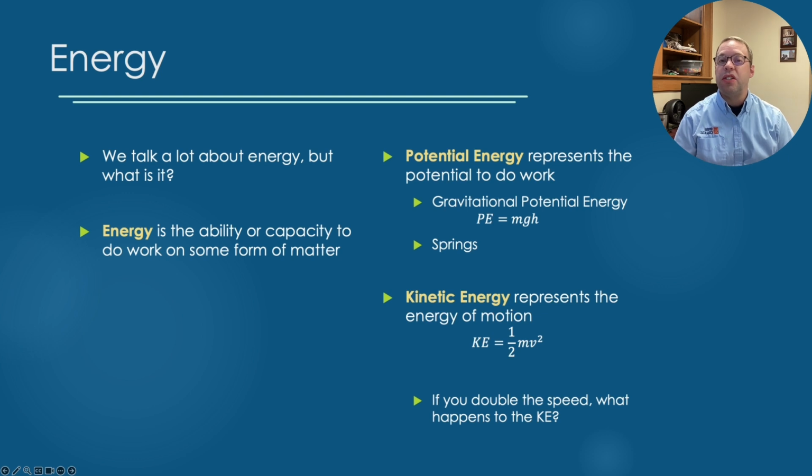Now, here's a very interesting question. If you were to double the speed of an object, what would happen to the kinetic energy? Well, notice here that the speed is squared. So if you have a speed of 1, squared is 1, but then double the speed. Let's now have a speed of 2, squared is 4. So that means that if you double the speed, you actually quadruple the kinetic energy. Okay, very important relationship that will come up later on in the course.